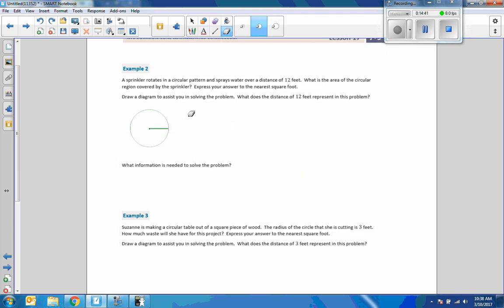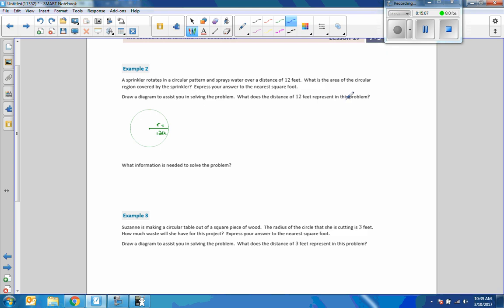Okay, so there's my radius here of 12. I'm going to mark it R and 12. And it's feet, so I should have my unit of measurement. So our radius equals 12 feet. So there we go. We should always draw a diagram of what we're working with. And it says it right there: draw a diagram to assist you in solving this problem.